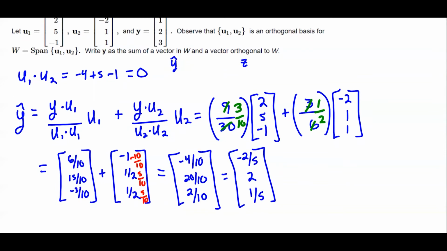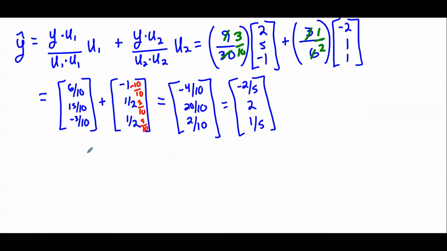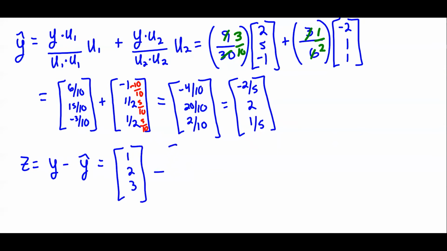So now we need to find z. So z is y minus y hat. So y is 1, 2, 3. Y hat is negative 2/5, 2, and 1/5. All right, so again, let's change these to fractions over 5. So that would be 5 over 5. This would be 15 over 5.